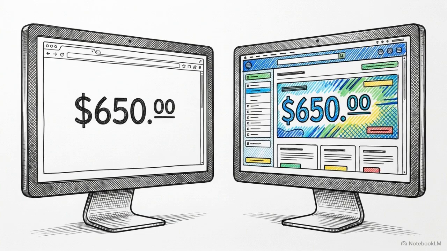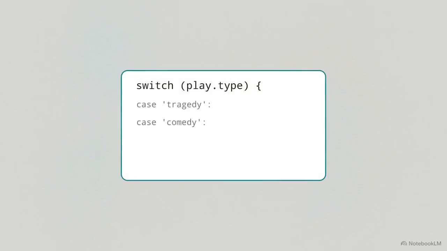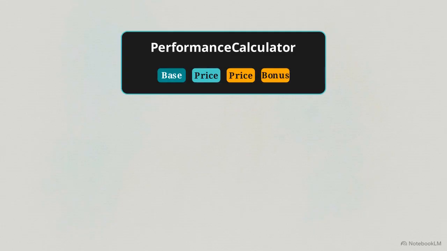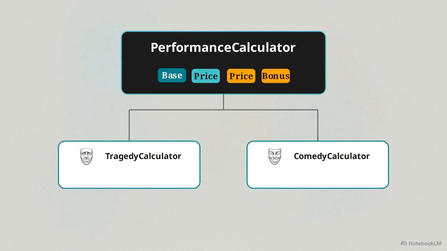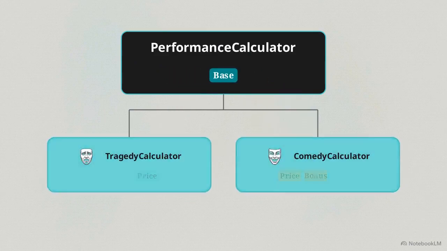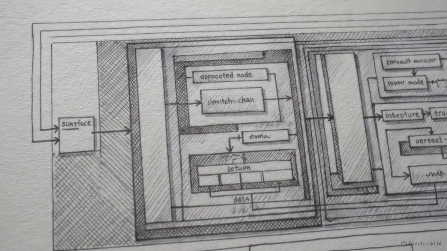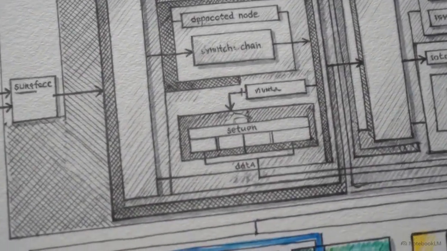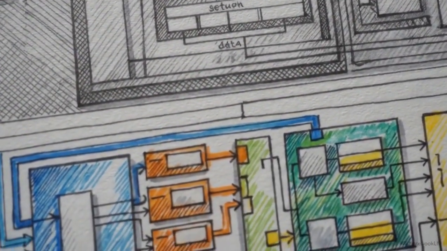The second requirement is to add new play categories, such as historicals and pastorals. Adding these requires inserting new cases, forcing you to locate every scattered conditional block. We use polymorphism to remove conditionals, creating a performance calculator superclass for common logic. We then move specific variations into tragedy calculator and comedy calculator subclasses. The system supports new play types through extension. Adding a new category only requires writing a new subclass, leaving the existing calculation logic completely untouched.